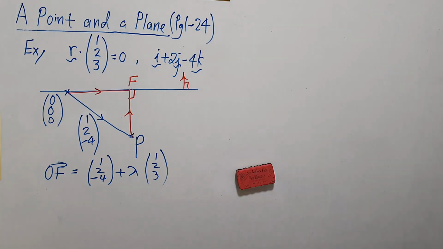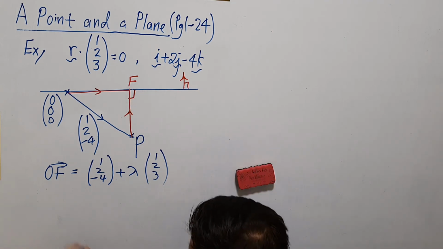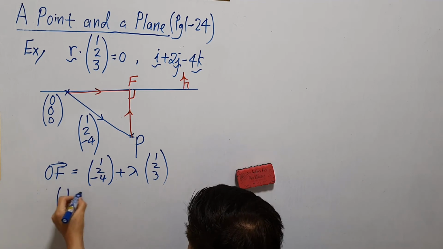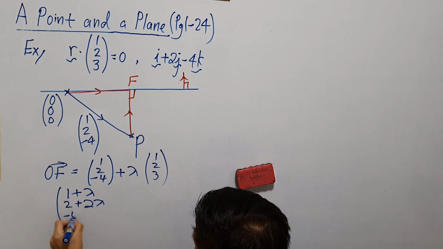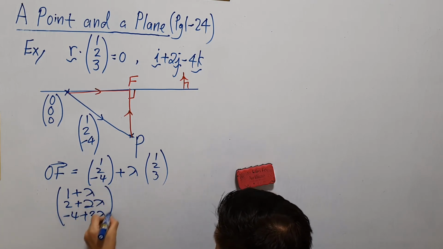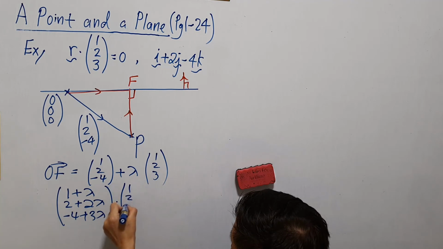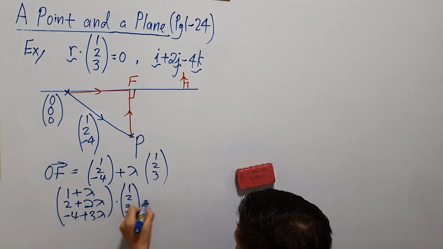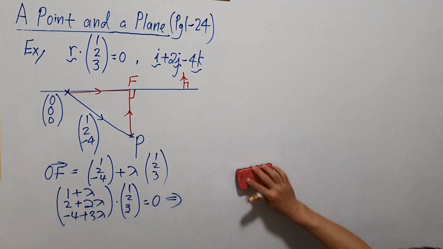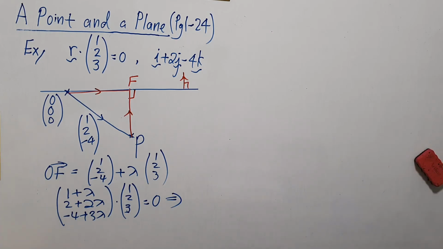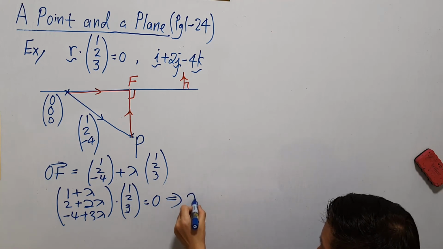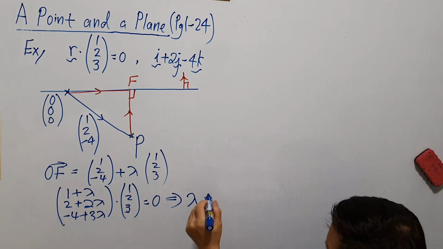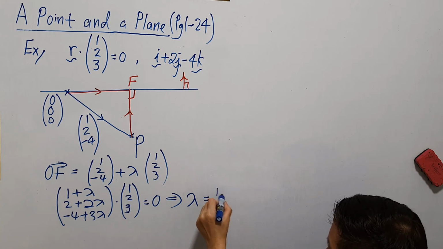And then what do you do next? Because the point F is on this plane, I can once again do this: (1 + lambda, 2 + 2 lambda, ...) I can plug it inside here, dot (1, 2, 3), and then solve for your lambda. So let me solve this. 5 minus 12 is minus 7. So lambda, if you do your arithmetic correctly, I think is going to be half.